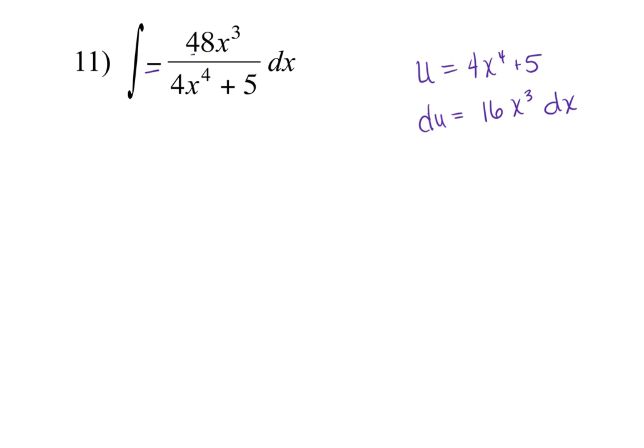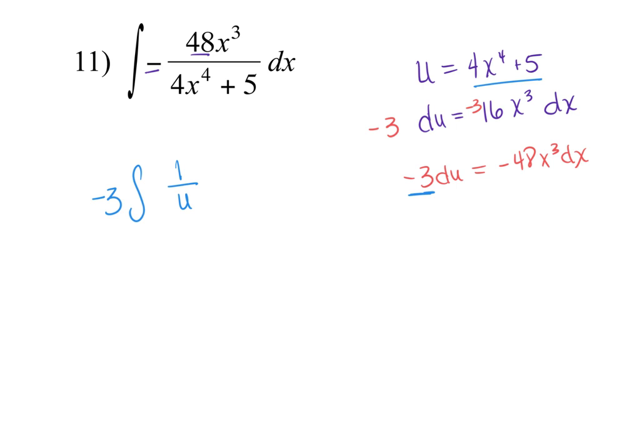I don't need a 16. I actually need a negative 48. So if I multiply both of those by negative 3, right, then negative 3 du would equal negative 48x cubed dx, which is exactly what I'm looking for. So I know that I can do u substitution here. I know I need a negative 3. That can actually come out in front. My u here is my denominator, so I would say 1 over u and then du.